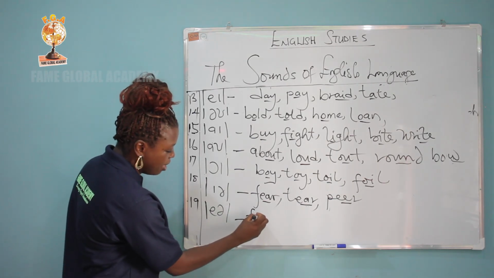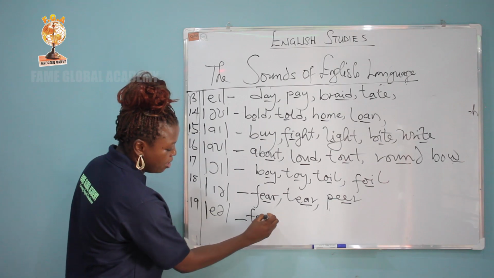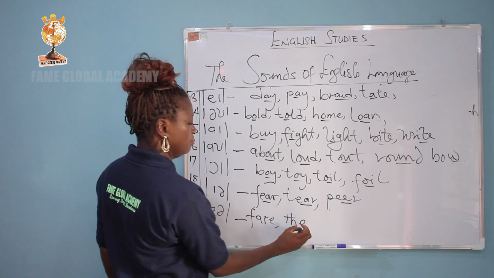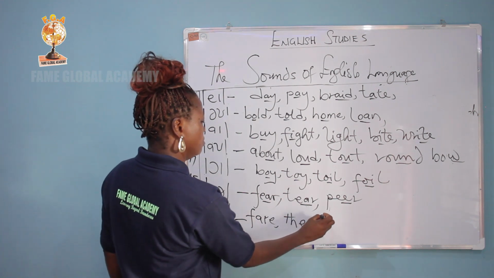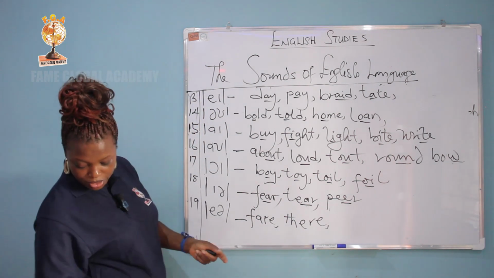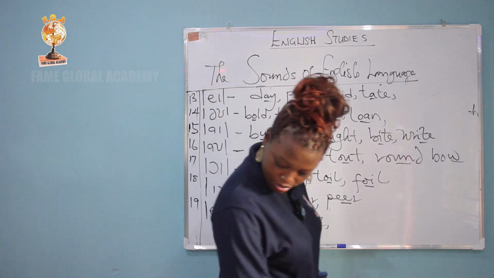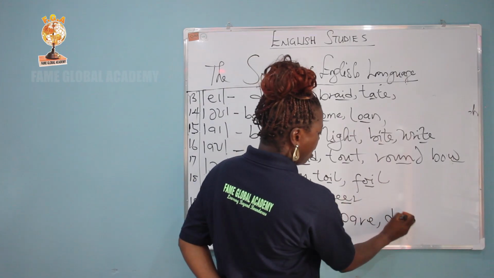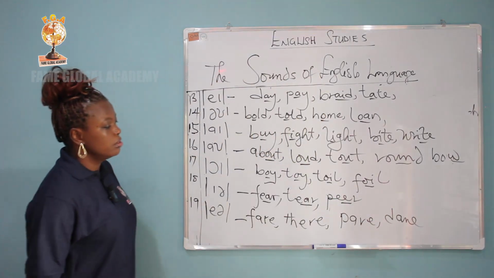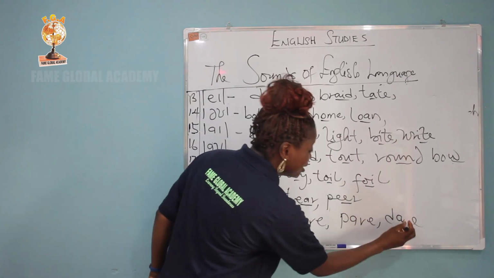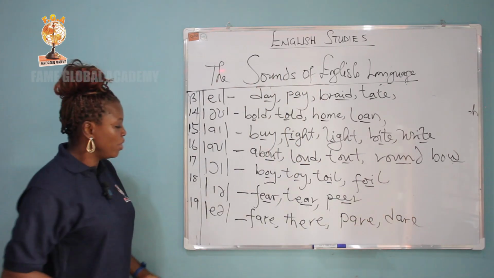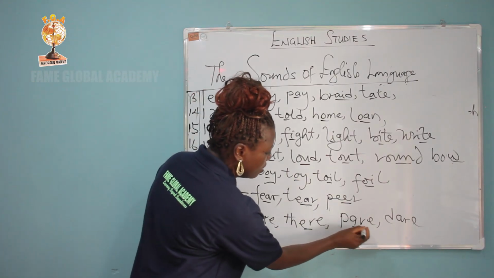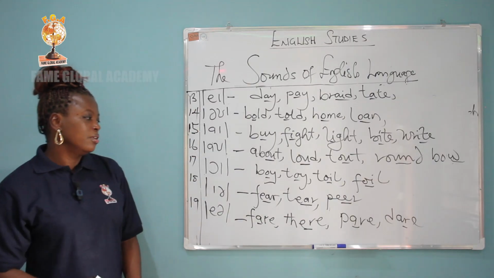say, there, fair, there, pair, there. Hope my handwriting is clear. Alright, so we have what? Fair, there, and this.